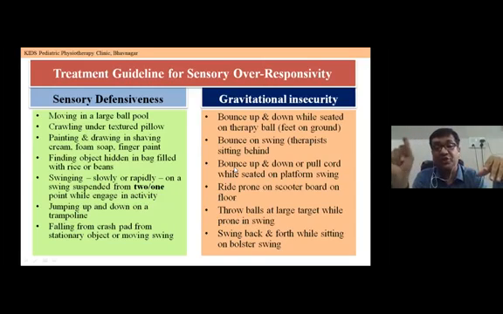You see, first your feet should be on the ground initially, bounce on the swing, with the therapist sitting behind the child. You can use a bouncing rope with the swing hanging, bounce up and down or pull a cord while seated on a platform swing. They are bouncing and pulling the thera tube we have in our clinic. Ride prone on a scooter board on the floor and pull or push the thera tube or any elastic material, which will give proprioceptive input as well. Throw a ball at a large target while prone in a swing, which gives very good vestibular and proprioceptive input. Swing back and forth while sitting on a ball swing, and do some playful activities.